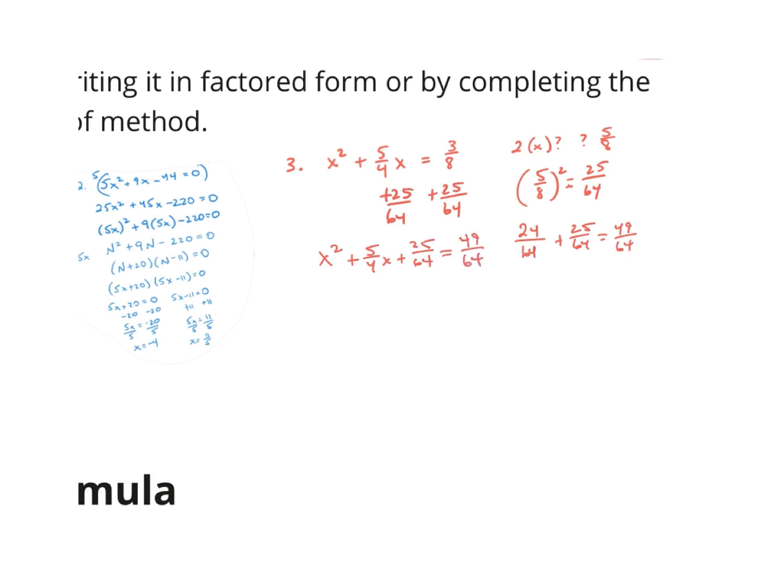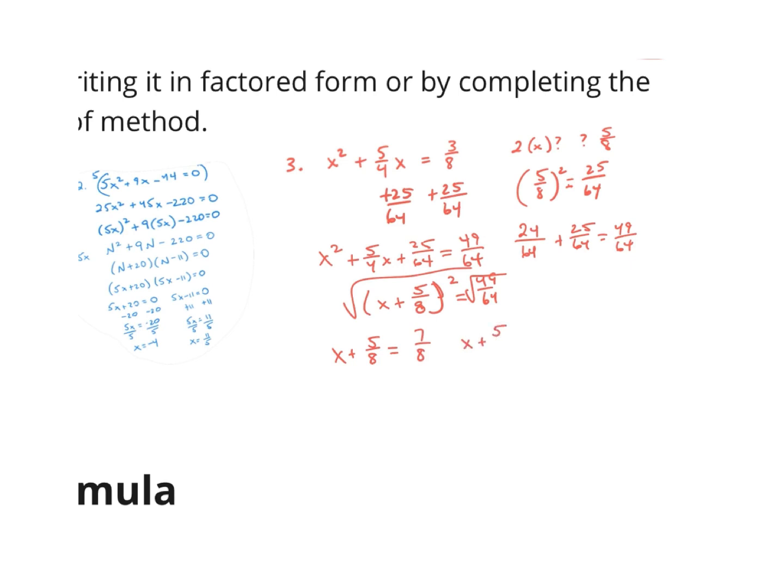So now I can write my perfect square. So I have x plus 5/8 squared is equal to 49/64. To solve, I'm going to take the square root of both sides. And when I do that, I get x plus 5/8 is equal to 7/8.